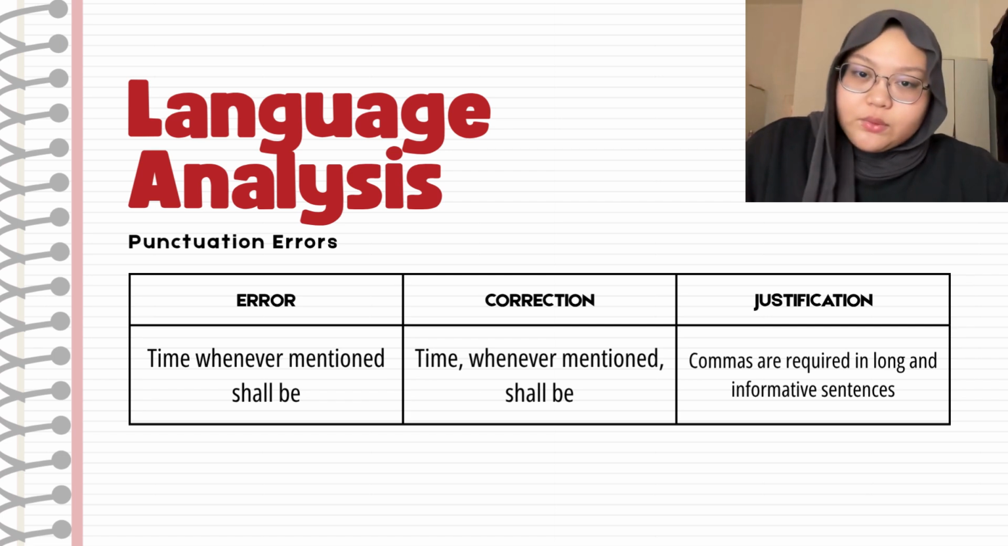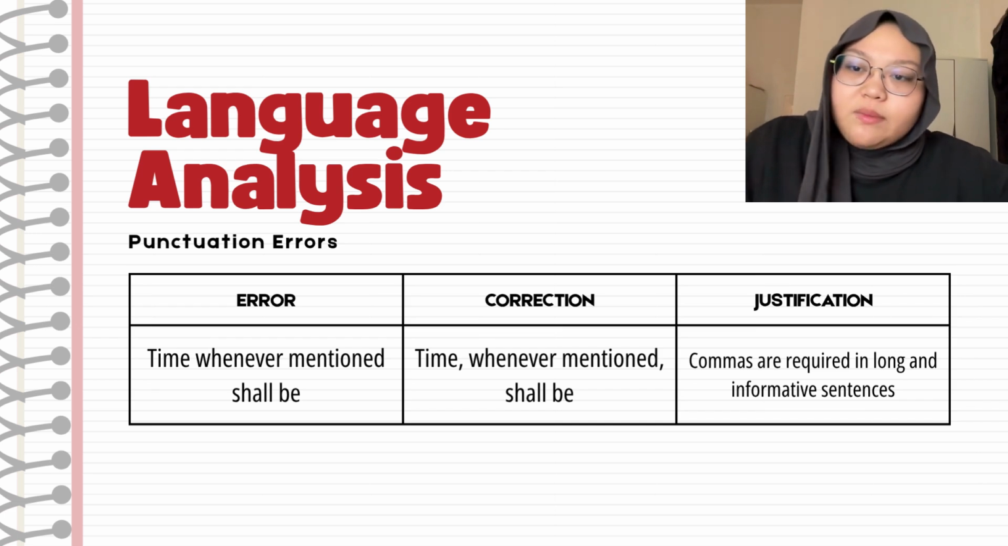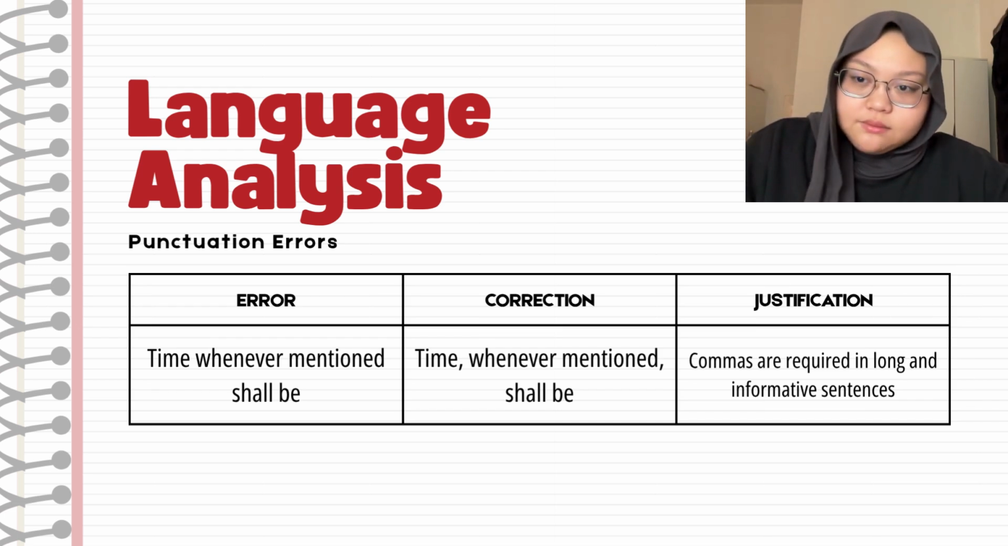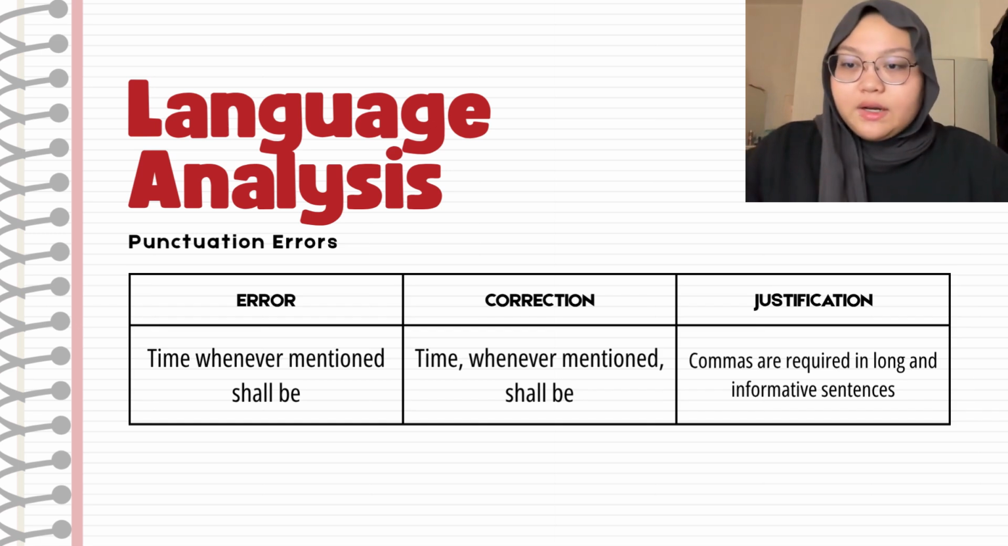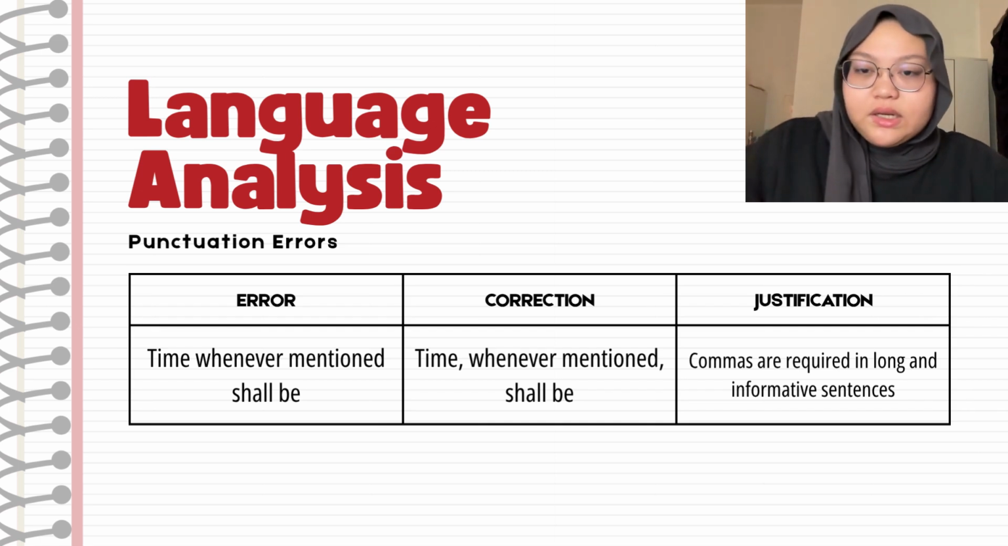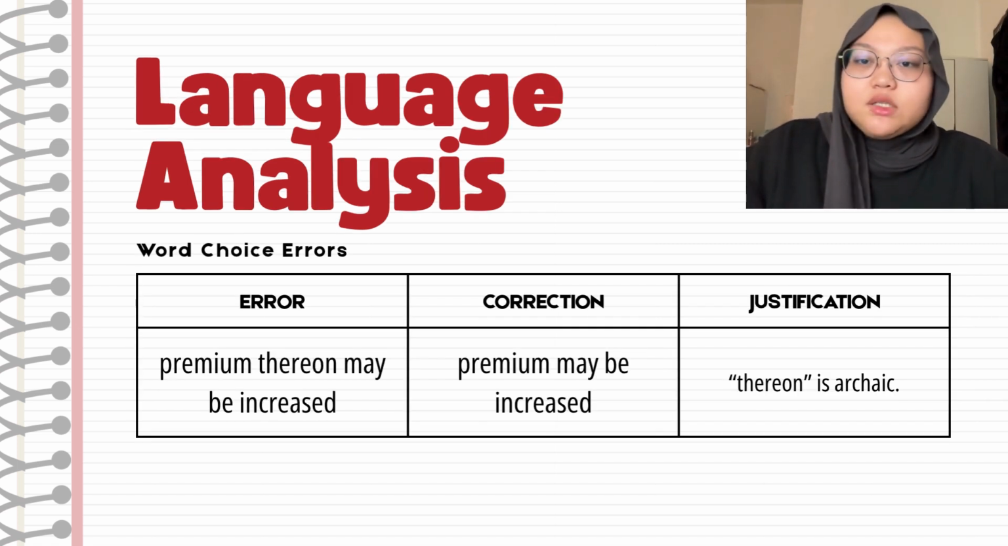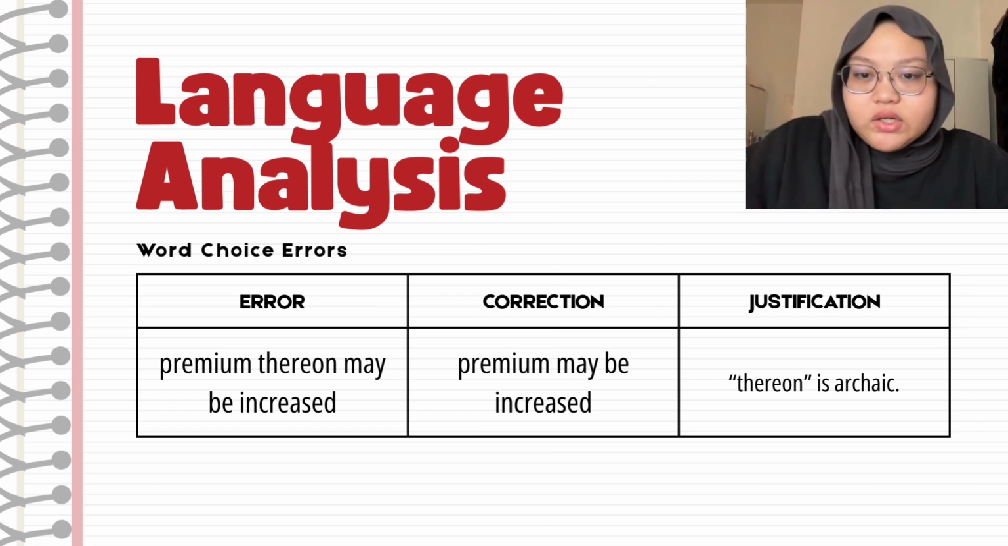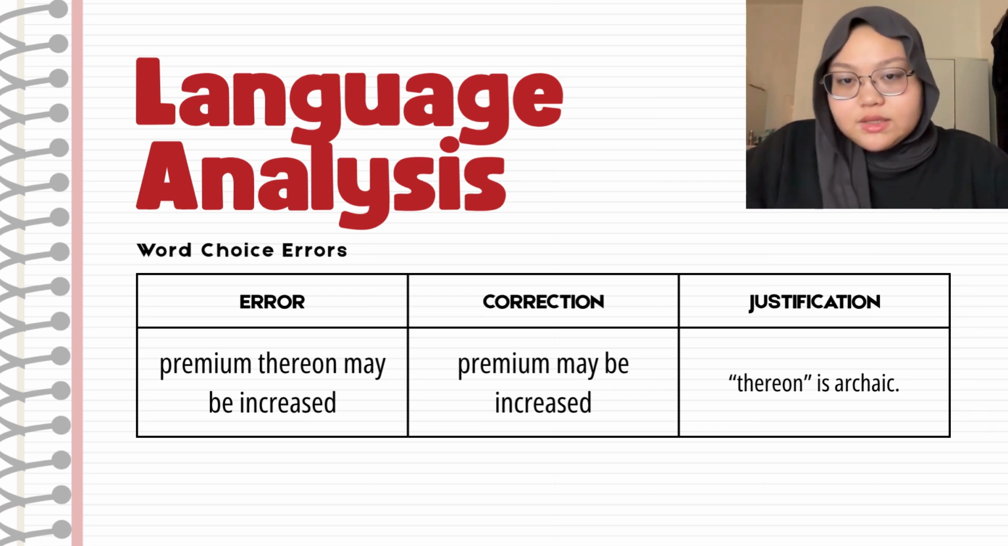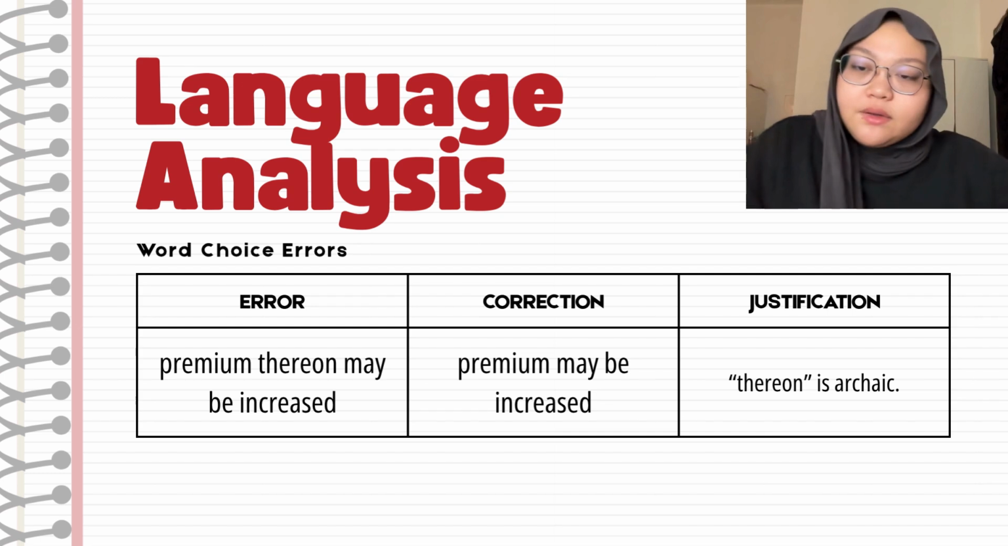The next category is punctuation errors. One example is the phrase "time whenever mentioned shall be," which should be corrected with commas to "time, whenever mentioned, shall be." The commas are needed to separate the inserted phrase and improve readability. Although punctuation may seem minor, it is important in legal documents because it affects sentence structure and interpretation. The next issue involves word choice. For example, the phrase "premium thereon may be increased" was corrected to "premium may be increased." The word "thereon" is archaic and unnecessary in modern legal writing. Choosing appropriate words helps improve clarity and ensures that the document remains professional.